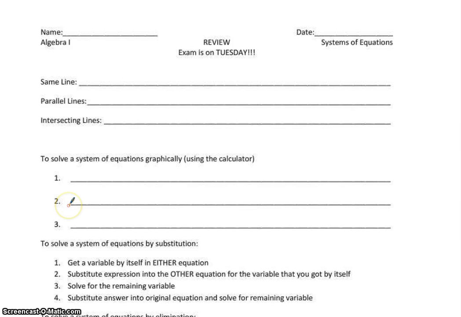This is a review for Algebra 1. We're talking about systems of equations. First of all, let's just refresh our minds about what the graph looks like. If the graph is the same line, you have two lines but they're on top of each other, you need to remember that the number of solutions you will have is infinite. And the actual solution is considered ARN.